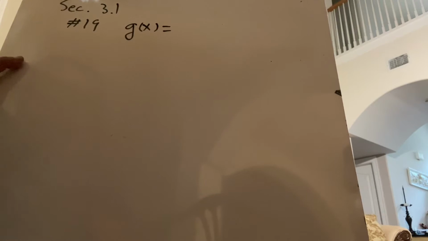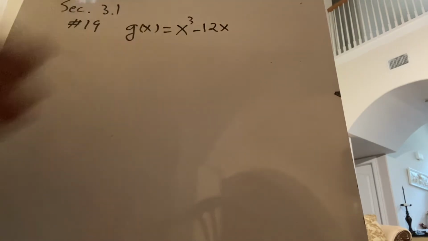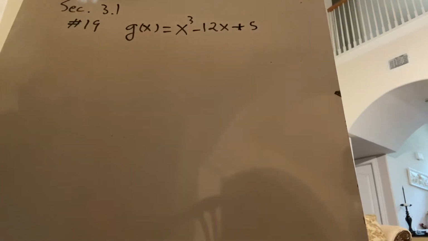The first one is number 19. So basically we're asked to do a couple of things with a function we're given. g of x equals x cubed minus 12x plus 5. I'm sure there are some examples in the book about the process. Hopefully, sometimes it does take a little work to get to the answer to the question.